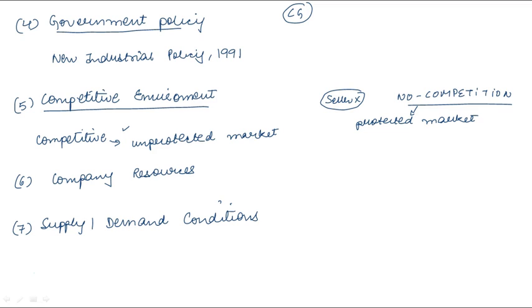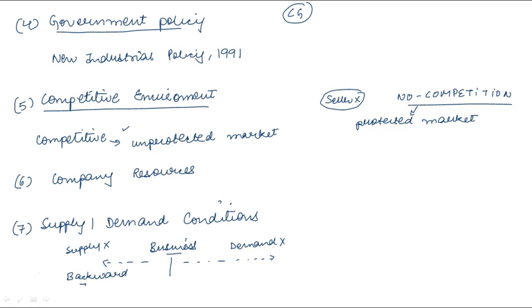Supply or demand conditions. Each and every time, a particular business may have problems with the backward part, that they are not getting supply, the supply is not proper, or they have such kind of problems with the forward part, that means the demand is not proper. So they can go for backward integration.